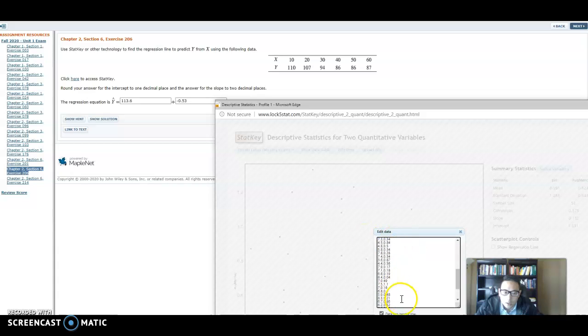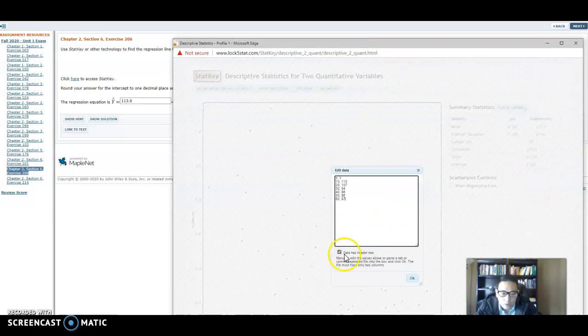Then to delete the data here, I just type in x, comma y, and then 10, comma 110, and then 20, comma 107, and then 30, comma 94, and then 40, comma 86, 50, comma 86, 60, comma 87.